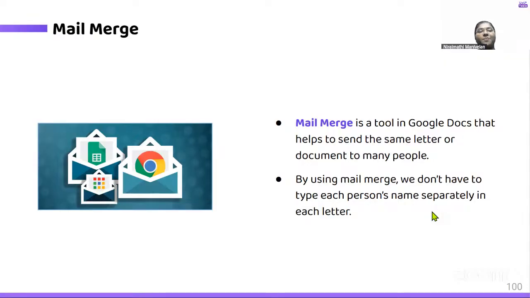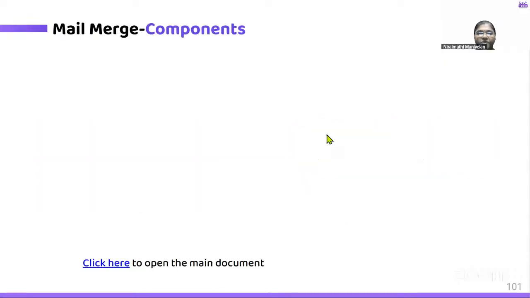You don't need to type it separately like dear friend one, dear friend two. You should have one main document, a common invitation letter, and the list of friends in an Excel sheet or a Google Sheet. And you're going to merge these documents and create the letters. So that is mail merge.